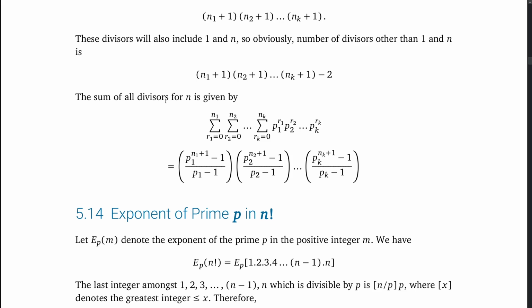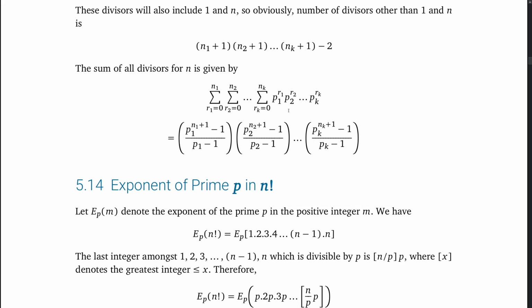The sum of all divisors of n is given by sigma r1 equal to 0 through n1, sigma r2 equal to 0 through n2, and so on till sigma rk equal to 0 to nk, of p1 to the power r1, p2 to the power r2, through pk to the power rk.